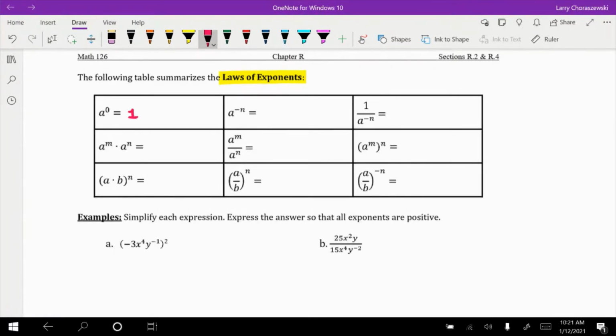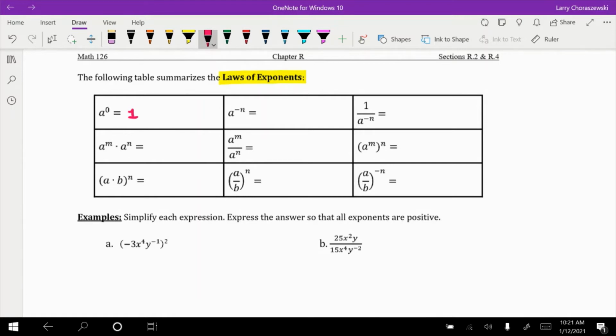So this works as long as the value of a is not 0 itself. Okay, 0 to the 0 actually gets handled in a Calc 2 course. So we'll assume that the base a is not 0 when we see powers that are 0. All right, so as long as that's the case, anything raised to the power of 0 is 1.